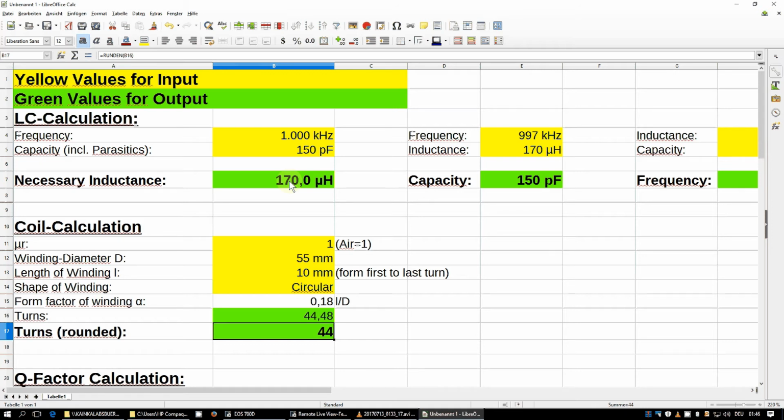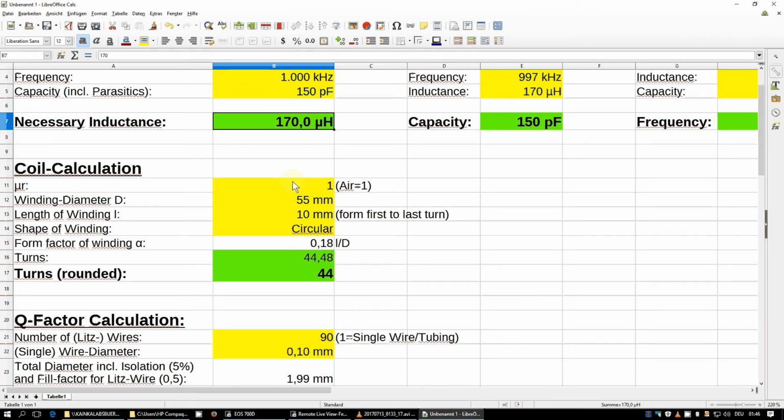Remember always that the inductance goes with the square of the number of turns. So adding 10% of the turns increases your inductance by 20%, or in the other way around. If you measure your inductance as 20% too high, you should not take off 20% of the turns, but only half of that value, 10%. So I hope this became clear. Always remember, inductance goes with the square of the turns.